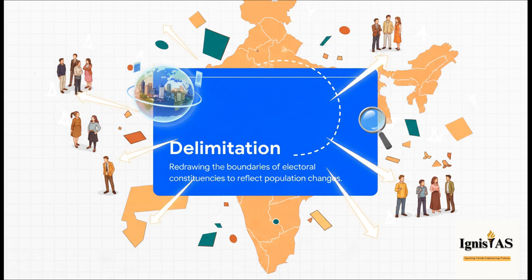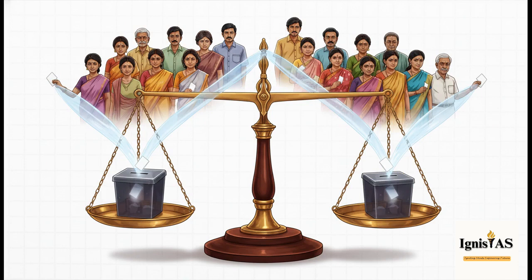Delimitation is basically a crucial democratic health check that redraws those maps to make sure they still reflect where people actually live. And the big democratic ideal behind all of this is super important. It's all about making sure that every single vote carries roughly the same weight, no matter where in the country you happen to live. It's about that core principle: one person, one vote, one value.